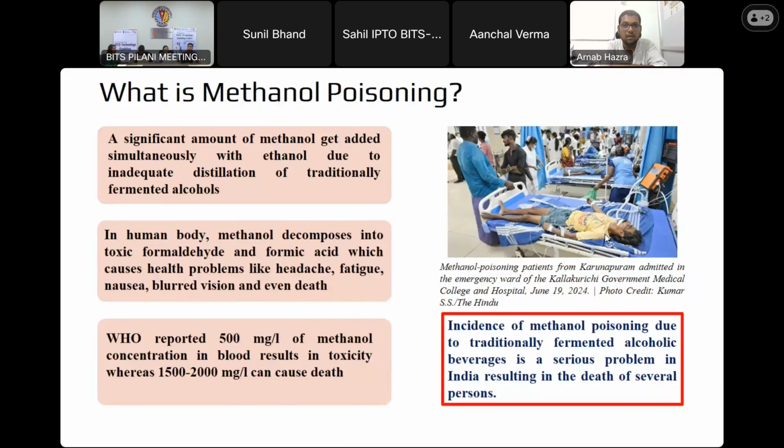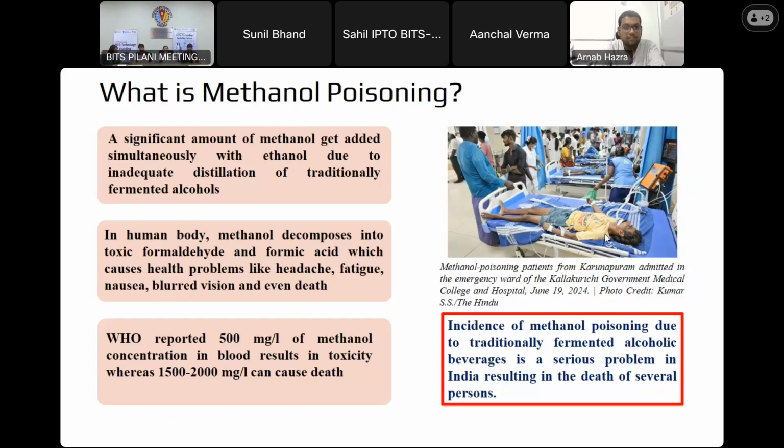Here you can see what methanol poisoning is. In different industries or among some local producers, they are producing traditionally fermented alcohols, and due to inadequate distillation, methanol is unintentionally added with ethanol. That is the problem, because after consuming that contaminated alcoholic beverage, methanol decomposes into toxic formaldehyde and formic acid, which causes health problems like headache, fatigue, nausea, blood pressure, and even death.